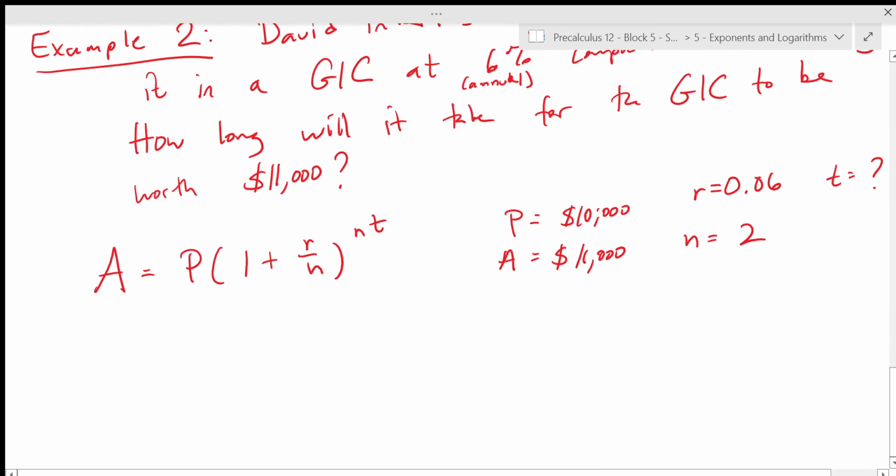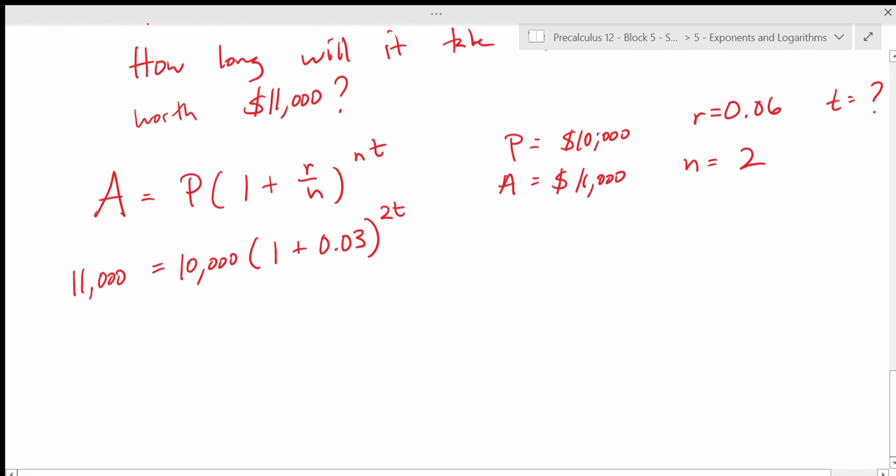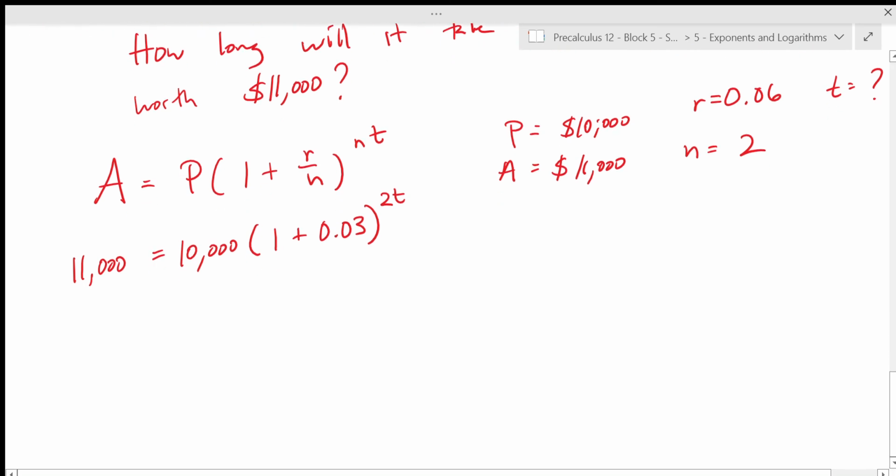So let's substitute everything into the equation. So we get 11,000 equals 10,000 times (1 plus r over n). So that's 0.06 divided by 2, which is 0.03. And n times t is 2t. So again, I'm using n in 2 places here in this equation. So now I'm going to divide both sides by 10,000.